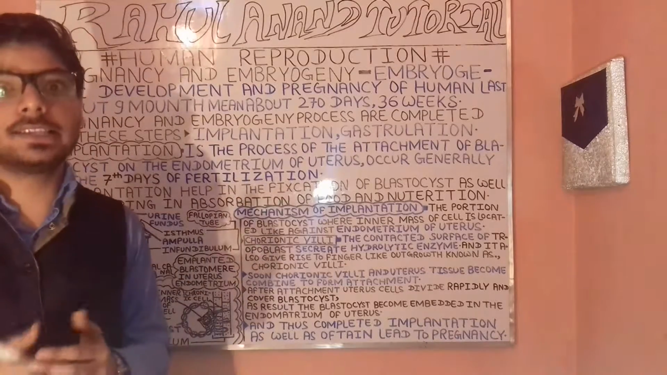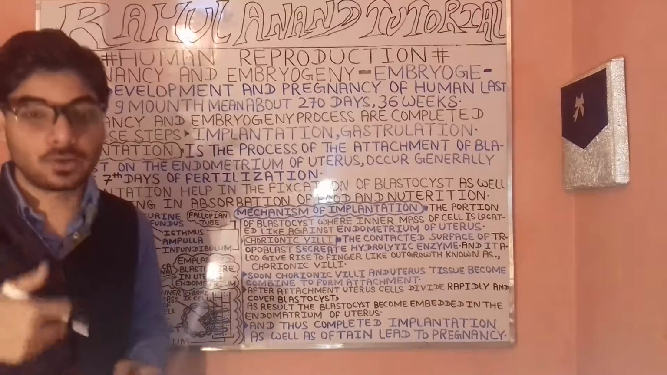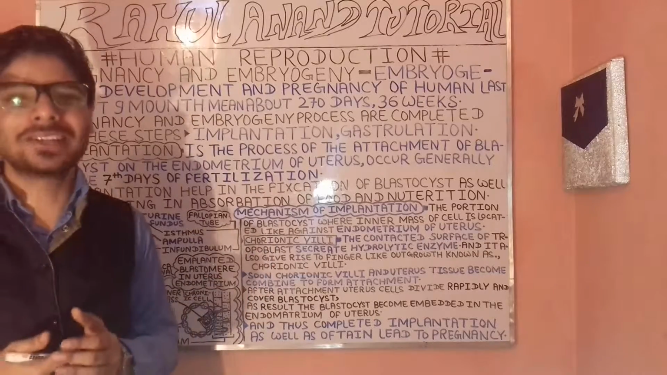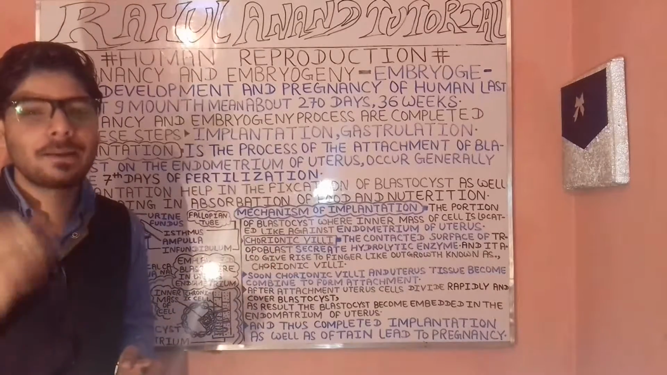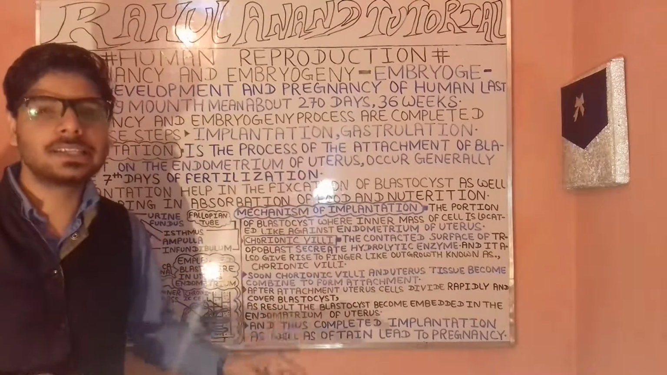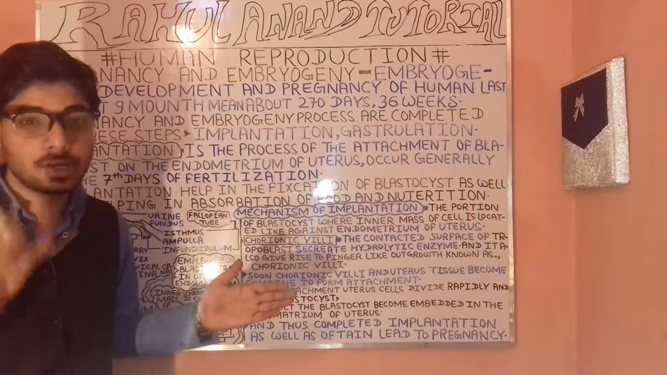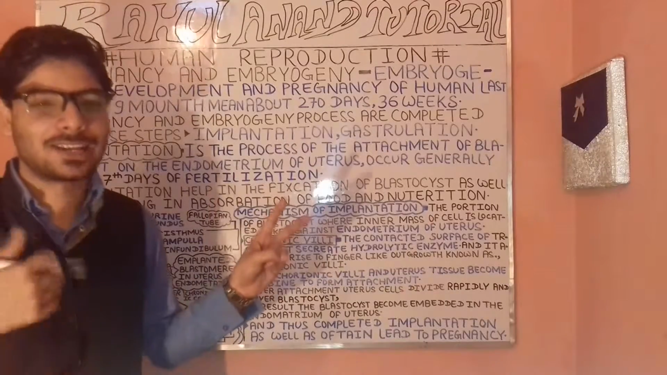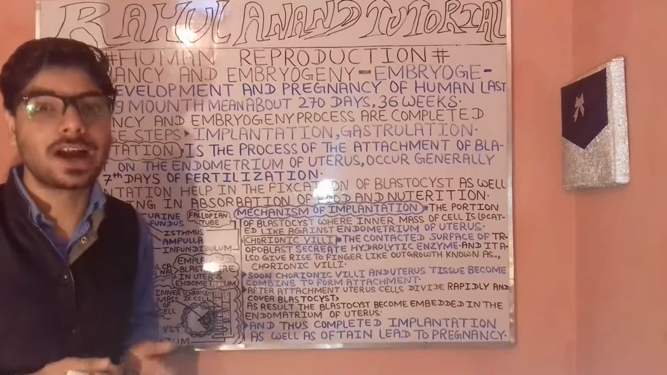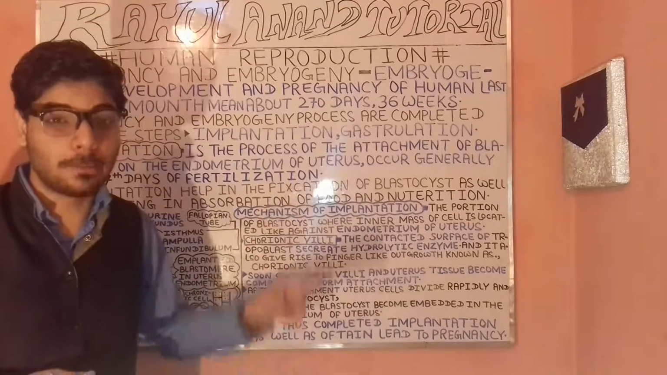Why is the blastocyst attached to the endometrium? The endometrium plays an important role in providing a sufficient amount of food and nutrition. Nutrition means the macromolecules as well as the micromolecules. These are the essential biomolecules required for the life supporting mechanism.